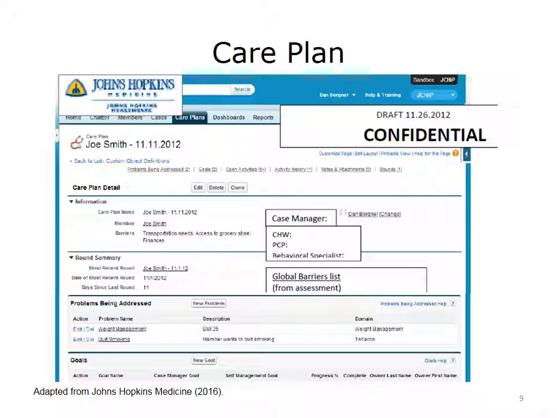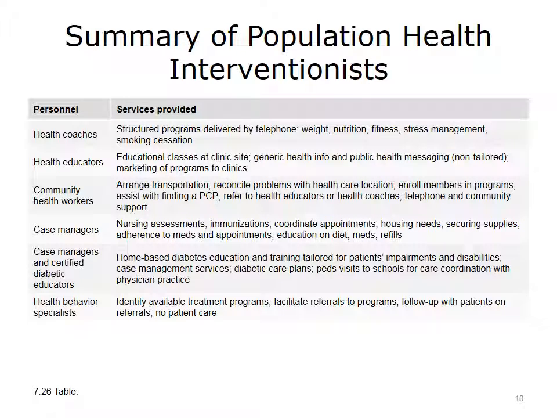The care plan also includes the specific intervention goals. This is a very quick summary, but at least it gives you a sense of everyone on the team, looking at the same care plan and planning interventions with the patient accordingly, developing goals, self-management goals, and then tracking progress toward those goals. Here is a short summary of personnel who play a role in population health interventions.